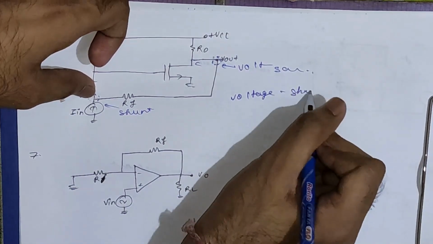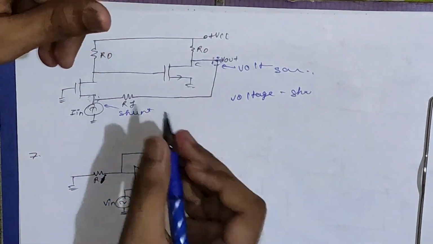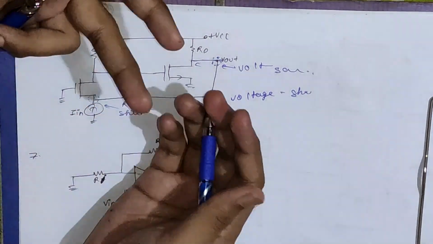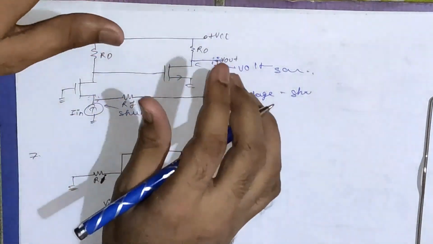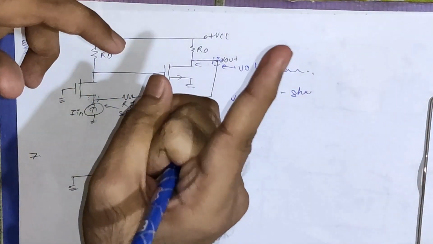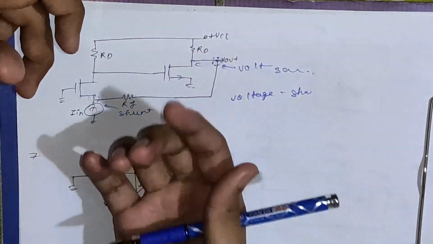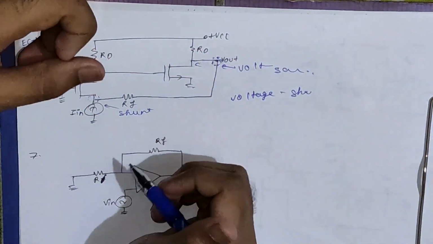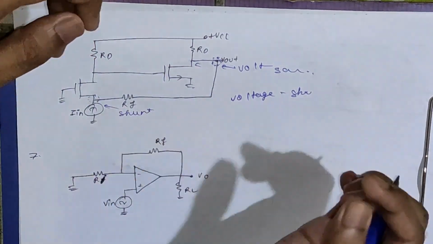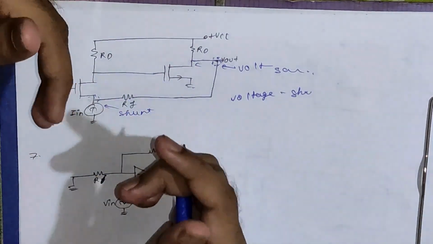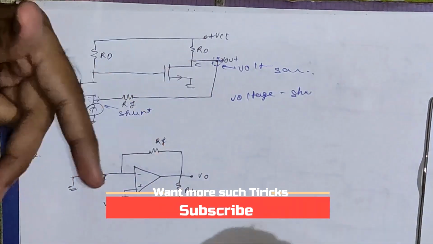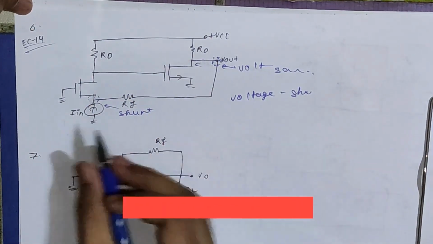Now most people have a doubt: we usually give the input from the base, so they consider the base as the input terminal. But this is not true. The terminal from which you are giving input will be your input terminal, and the terminal from which you are taking output will be your output terminal. So don't consider any terminal as a fixed input or output terminal. It will depend upon your circuit, from what terminal you are giving input and from what terminal you are taking output.